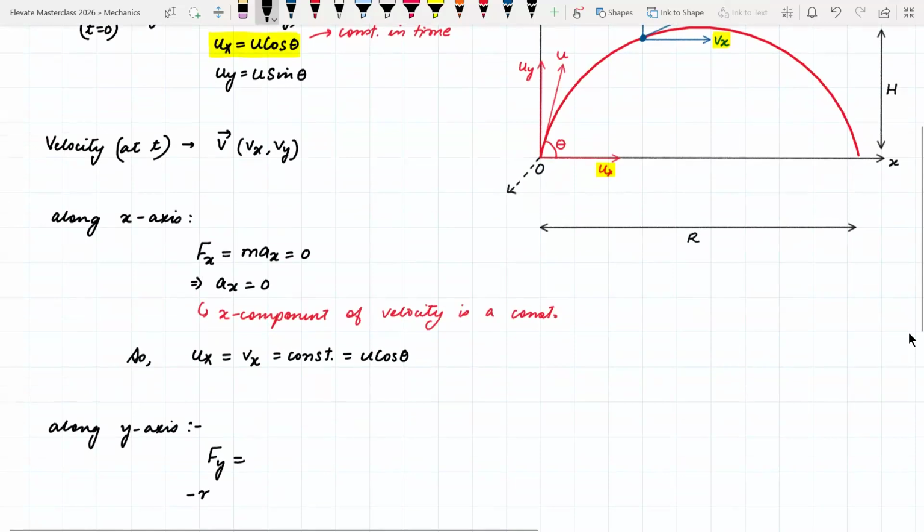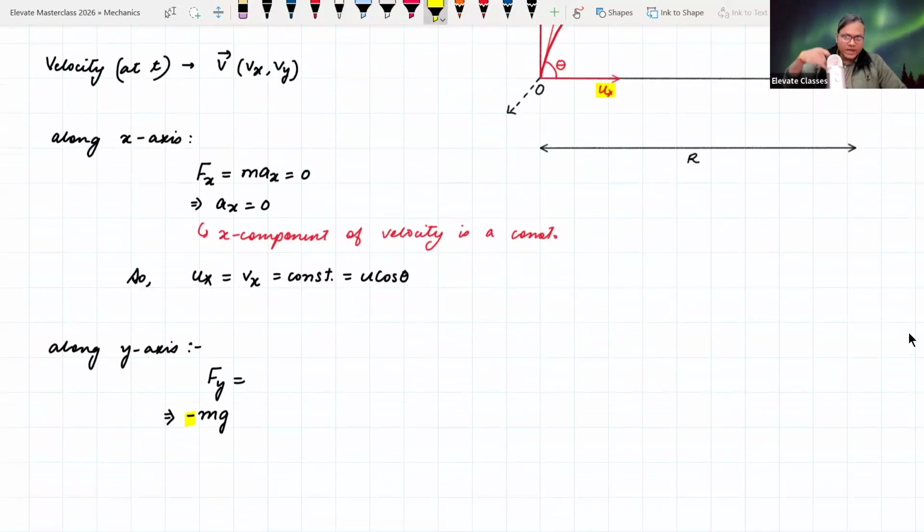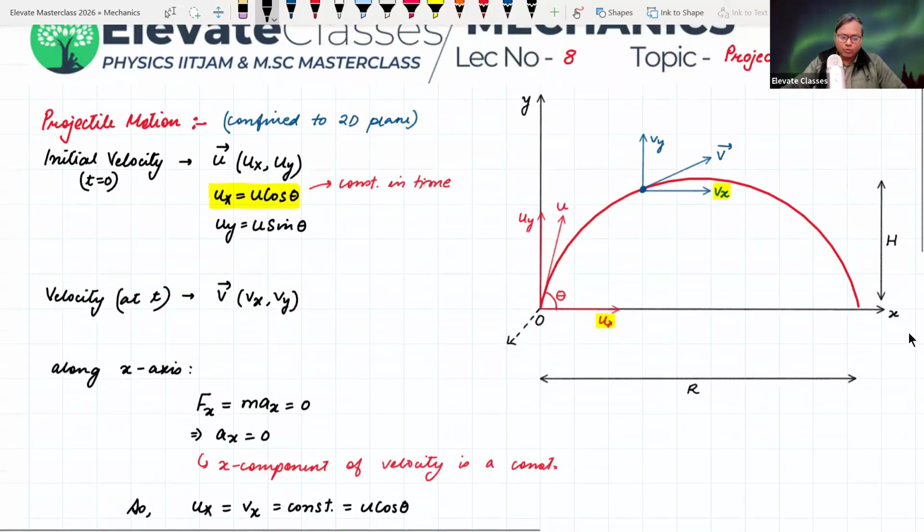Minus mg. Why did I put a minus here? We have taken the positive direction along upward. Yes, gravity is in the downward direction. Positive y is along the upward direction. Therefore, I take minus. So this is equal to may, which simply means that ay is equal to minus g. So acceleration is equal to minus g. So basically, retardation is happening as the ball is moving upward.